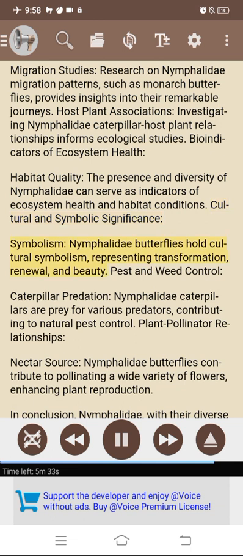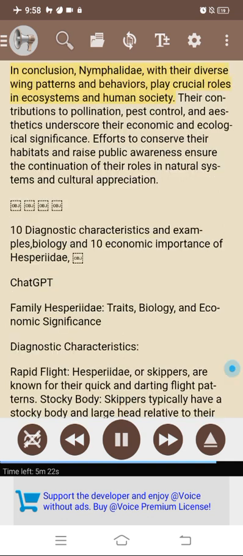Cultural and symbolic significance. Symbolism. Nymphalidae butterflies hold cultural symbolism, representing transformation, renewal, and beauty. Pest and weed control. Caterpillar predation. Nymphalidae caterpillars are prey for various predators, contributing to natural pest control. Plant-pollinator relationships. Nectar source. Nymphalidae butterflies contribute to pollinating a wide variety of flowers, enhancing plant reproduction.